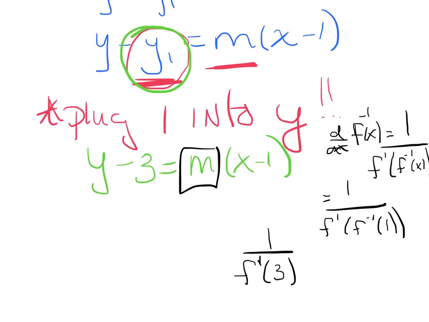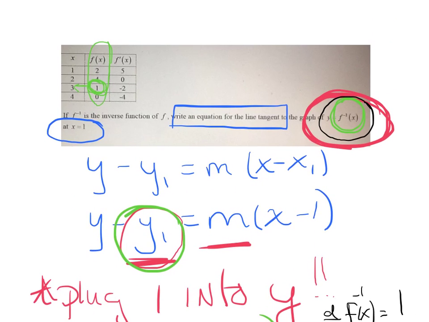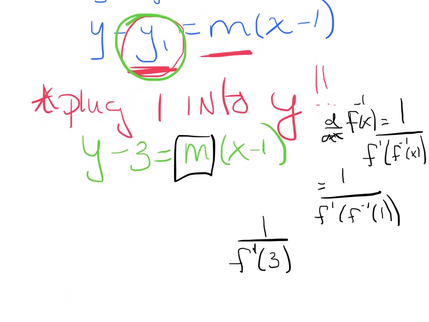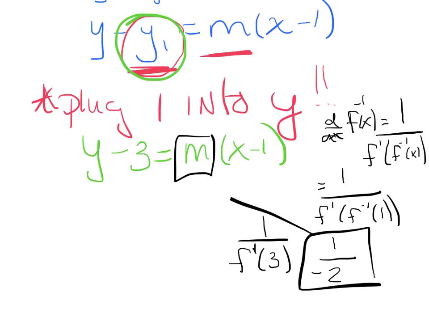Now I need f prime. And I don't have a function to take the derivative of. They give me f prime. So I go to the f prime row here. I find my 3. And that corresponds to a value of negative 2. So I get 1 over negative 2 for my slope. Substitute that in, and you've got the equation of your line.